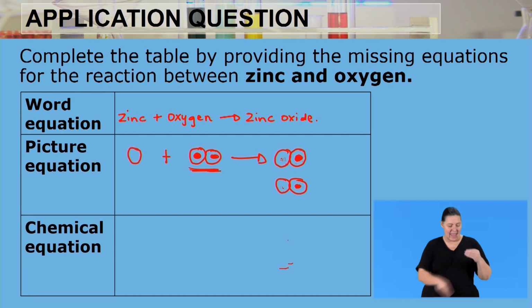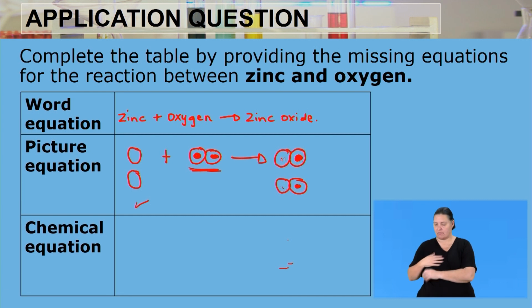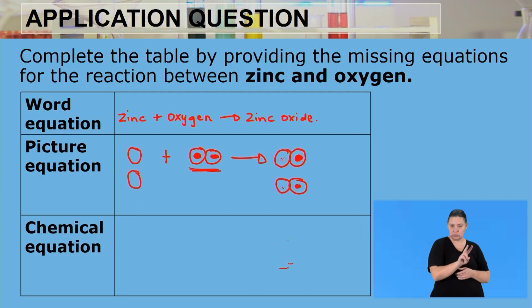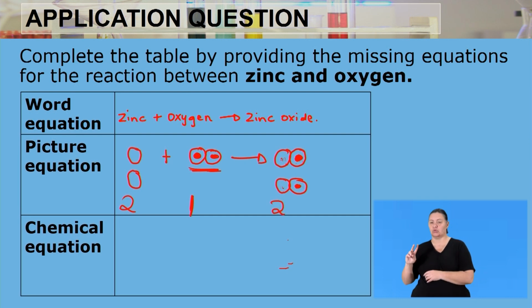So what do I need to do? I need to add another zinc atom on the left-hand side. So left-hand side, two zinc atoms, that's fine. Right-hand side, two zinc atoms, that's fine. Then on the left-hand side again, two atoms of oxygen, fine. And right-hand side, two atoms of oxygen, that's fine. So now what does this picture tell us? It tells us that we have two zinc atoms plus one molecule of oxygen that are going to react to form two molecules of the zinc oxide.